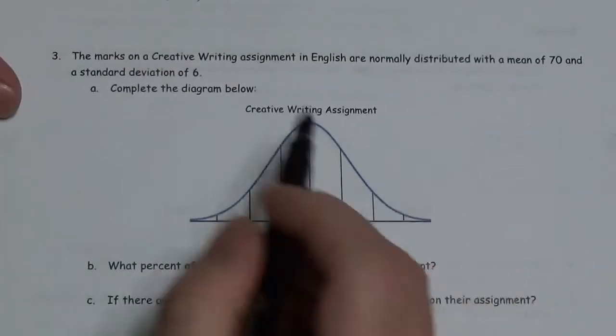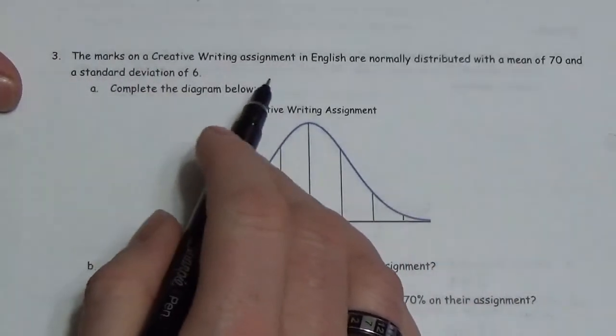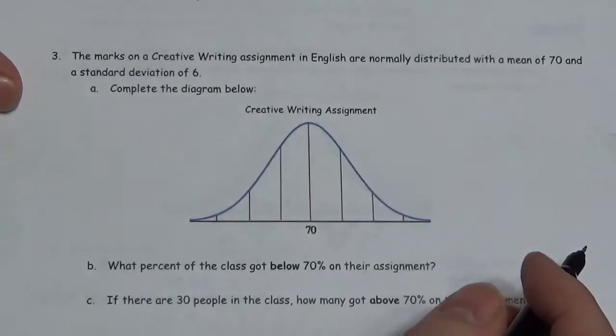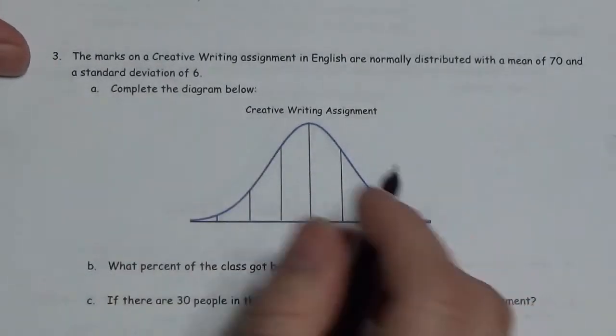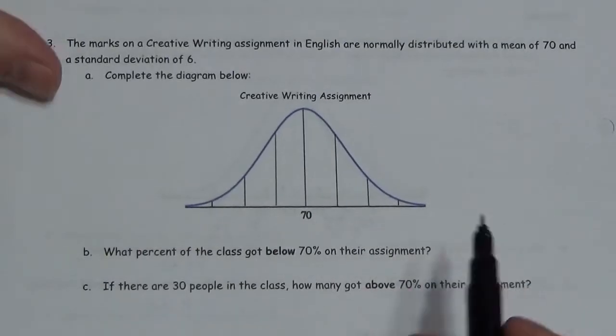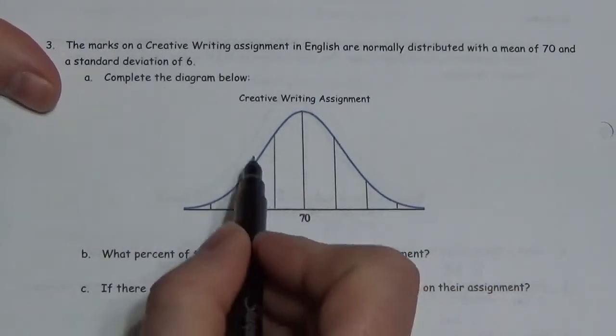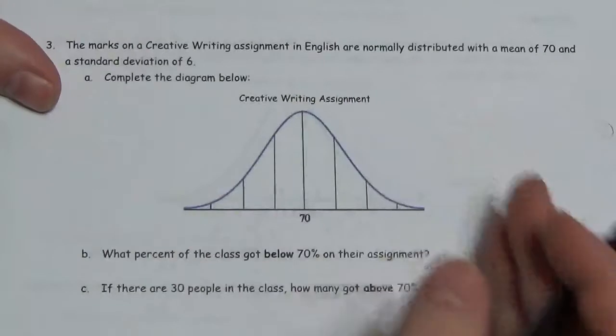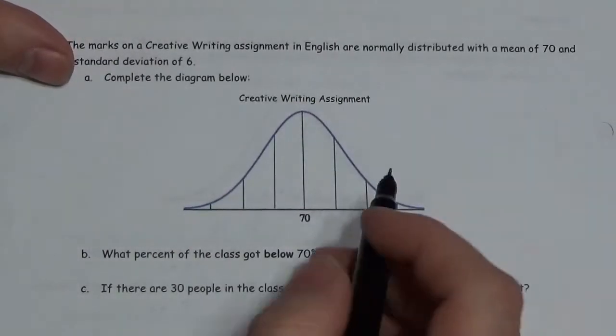Okay, so in this question we read that the marks on a creative writing assignment in English are normally distributed with a mean of 70 and a standard deviation of 6. So we're supposed to complete the diagram below. Okay, now what they mean by that is we're supposed to assume that these vertical lines here are chopping this thing up in terms of the standard deviation.